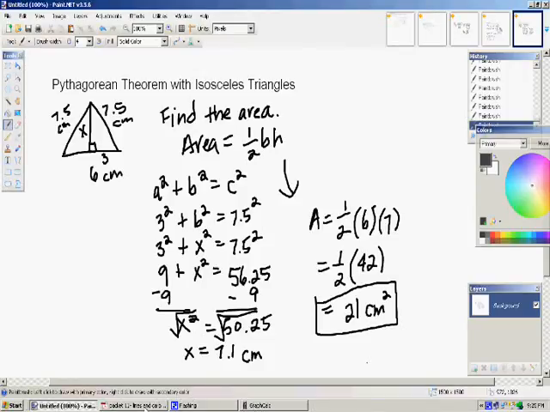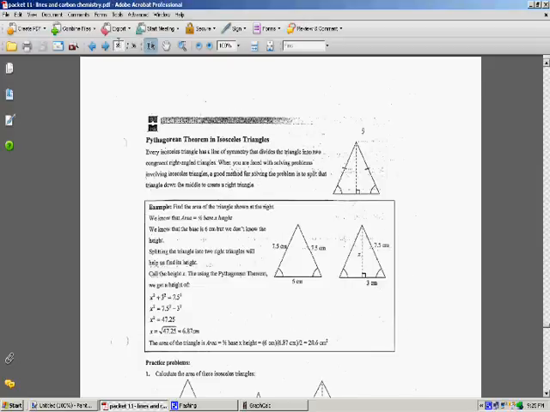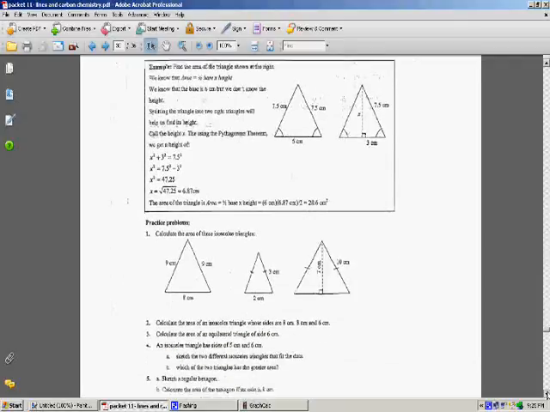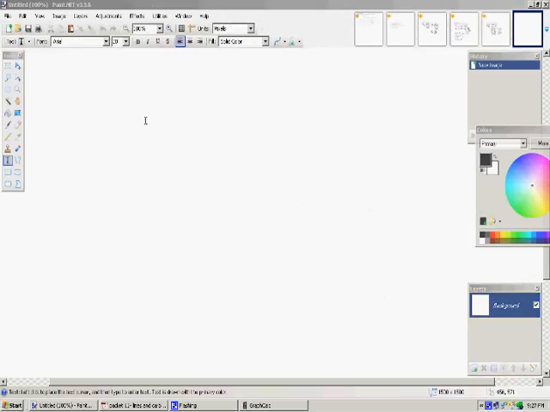Okay. So now that you know how to do this and you've seen the example, I want you to turn to page 30 in your packet. I think you can do the rest of these problems.